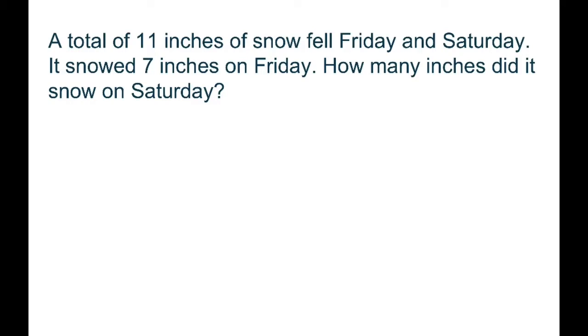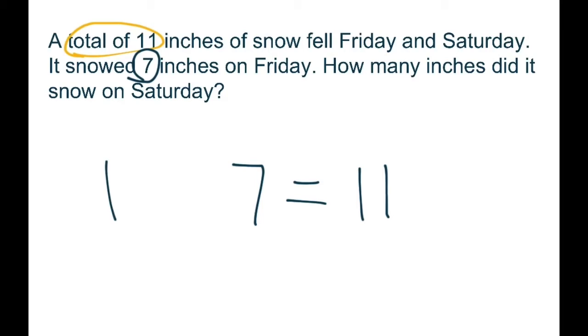So, we need to first write an equation with a variable and fixed number in it. Now, the one thing that I like to do is I like to find the total first and write that in. And it says right back here in our problem, a total of 11 inches of snow. So we're going to write equals 11, okay? Because that is one constant that we know. The other constant that we know is 7, okay? What we don't know is how many inches it snowed on Saturday. So we're going to make that variable b.